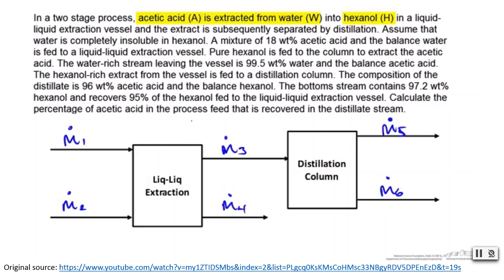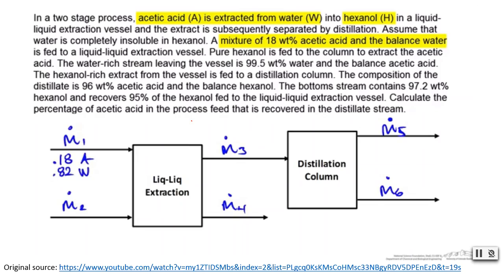All of the compositions that have been given are in weight percent. So I've given a variable of M1 through M6 to represent the mass flow rate of the 6 streams in the process. The easiest way to fully label the diagram is to go line by line through the problem statement and apply the information that's been given to the appropriate stream. For example, we have some information about the feed to the liquid-liquid extraction column. We know that we have a mixture of 18 weight percent acetic acid and the balance water that's being fed to the extraction vessel. So we can apply that information to stream 1.